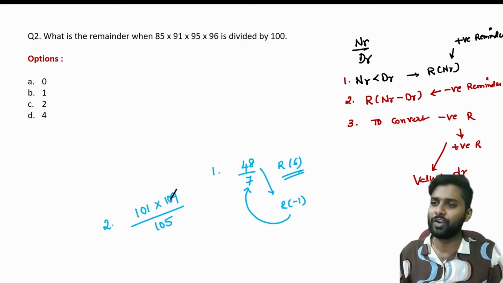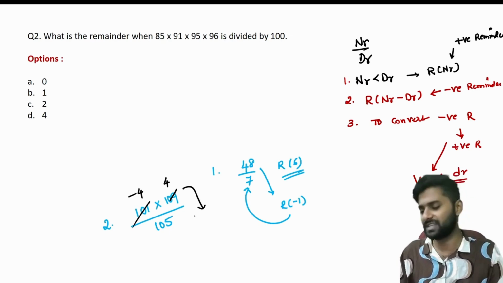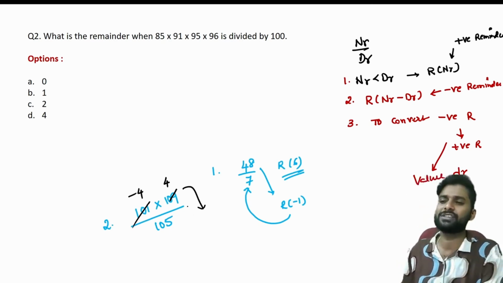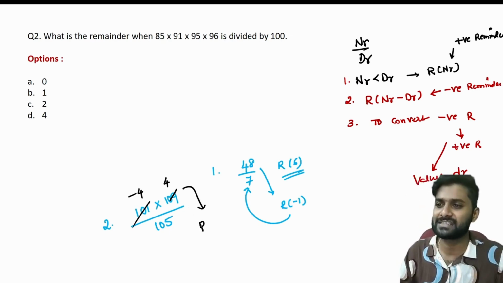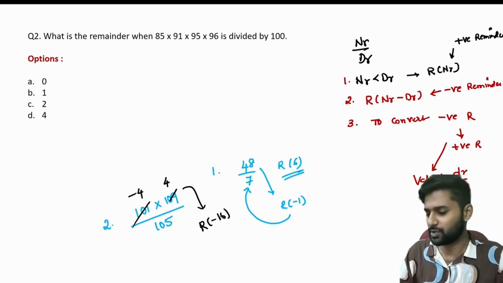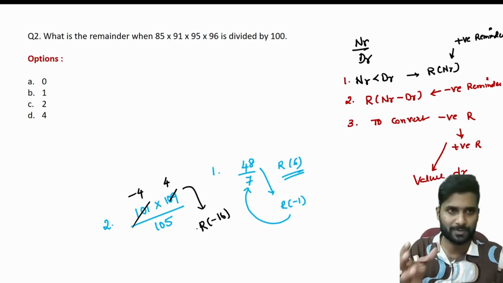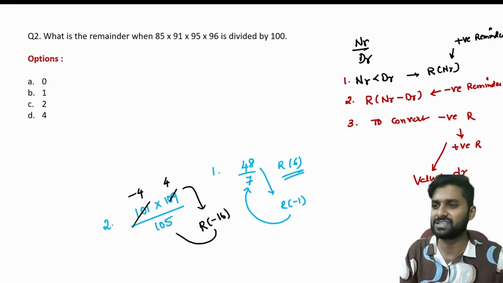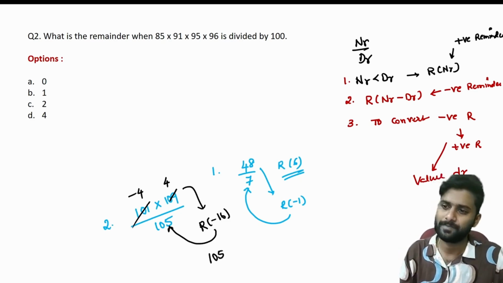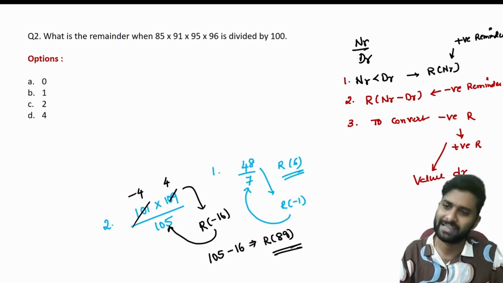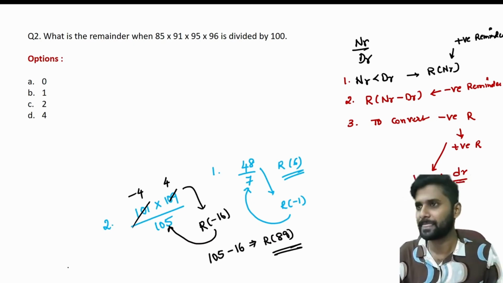That's why, if 109 is divided by 105, the positive remainder is 4 units. If 101 is divided by 105, the negative remainder is minus 4. So just learn both remainder concepts. If minus 4 is multiplied by plus 4, what is the resultant? It's minus 16. If negative is multiplied by positive, the resultant is negative. But you don't see options with negatives. That's why the conversion says add it to the denominator. If you add it to the denominator, your final remainder is 89. Hope you understand this concept.